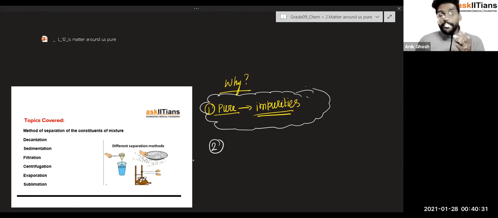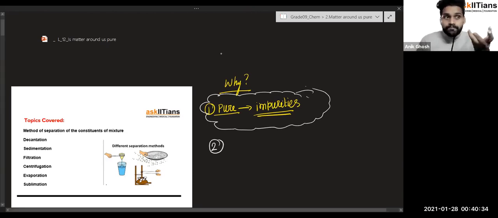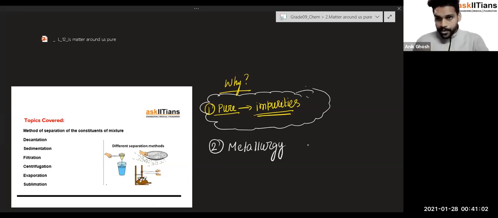If you are trying to take out some metals out of their ores, there also you need to use some of these methods to separate them out. Apart from that, in metallurgy, where we generally discuss the extraction of metals from their ores, we will learn about this. Okay, got it.